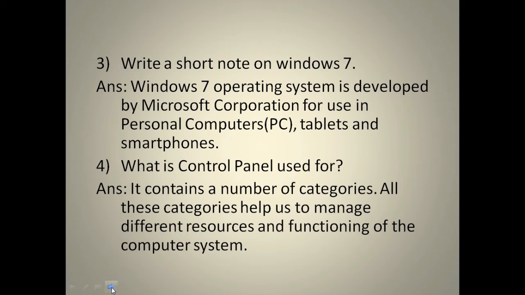Question number 3: Write a short note on Windows 7. Answer: Windows 7 operating system is developed by Microsoft Corporation for use in personal computers, that is PC, tablets and smartphones. Question 4: What is control panel used for? Answer: It contains a number of categories. All these categories help us to manage different resources and functioning of the computer system.